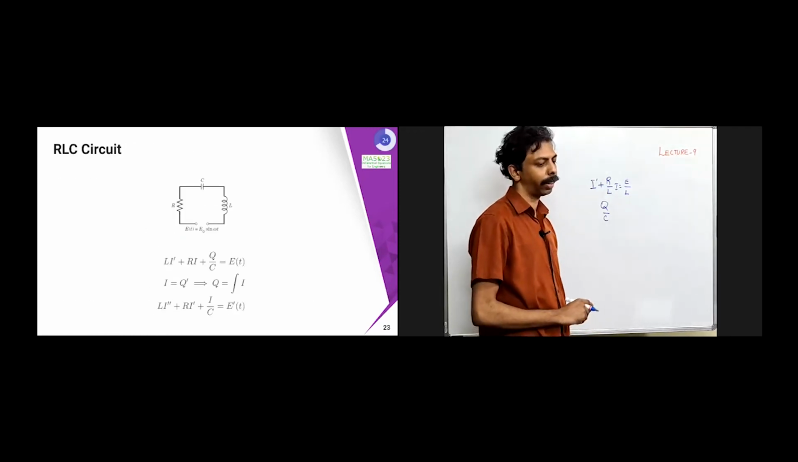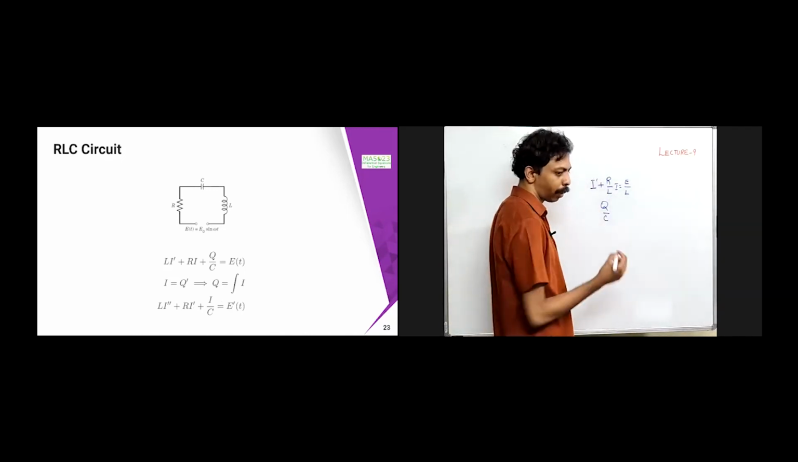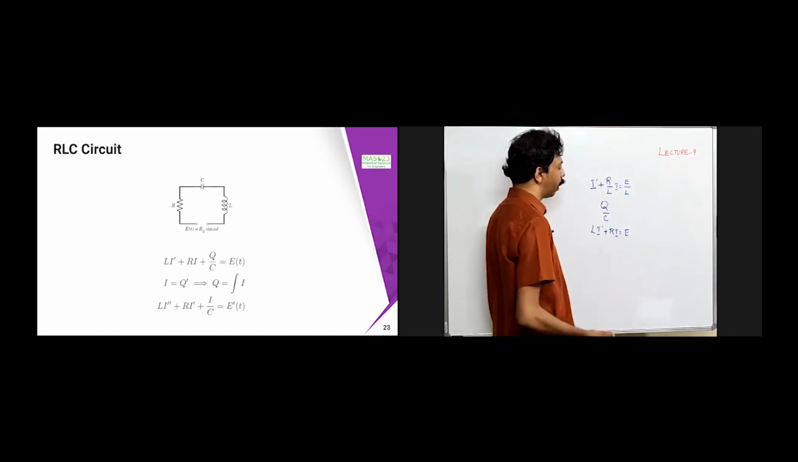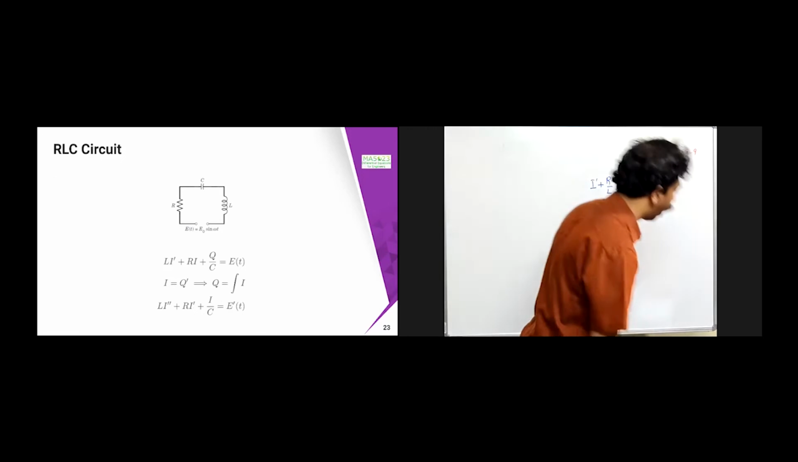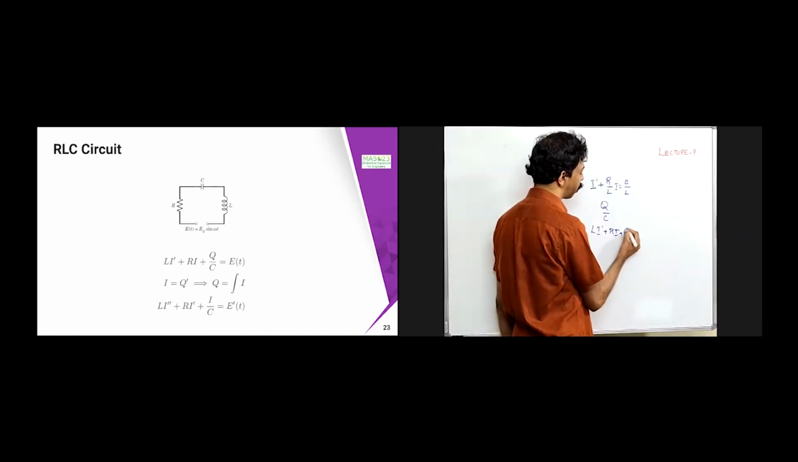Using Kirchhoff's law, I can get that, and then you are going to get Q by C. So this one I can write. I am just going to have this relation, which is the relation from the electrical engineering problem. So Li dash plus Ri equal to E is there. Now I have this extra term which is due to the capacitor also, which is going to become one more term, Q by C equal to E.